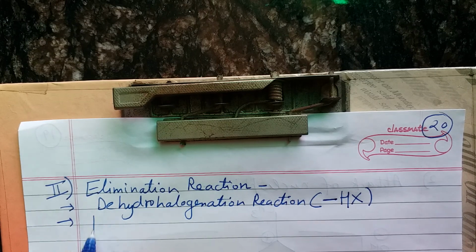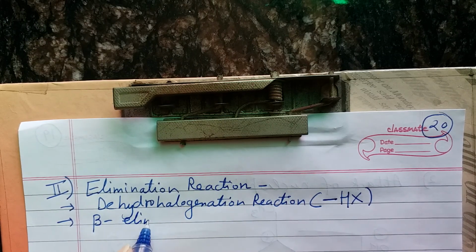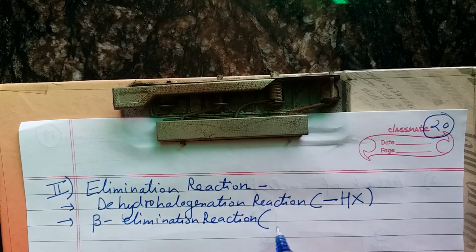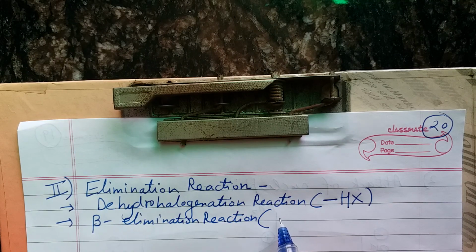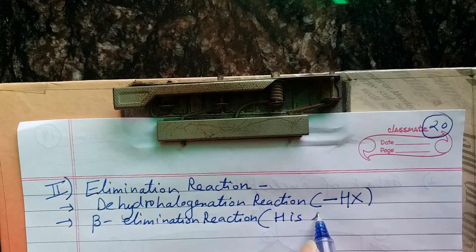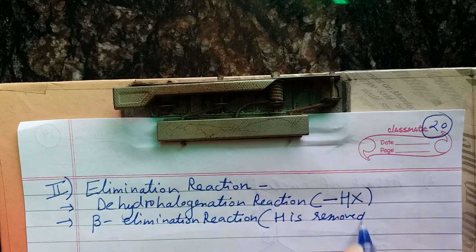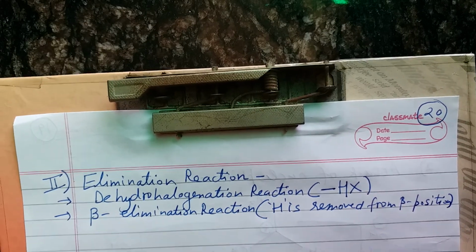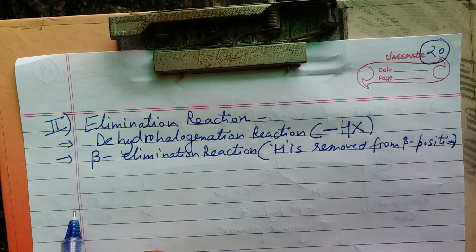These reactions are also known as beta elimination reactions. I'm writing it here for you, the hint, but you will see it yourself in some time. So why are these reactions known as beta elimination? Because a hydrogen atom is removed from the beta position, so these are called beta elimination reactions.